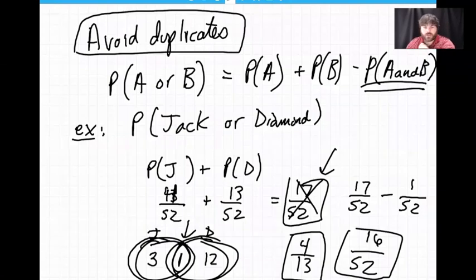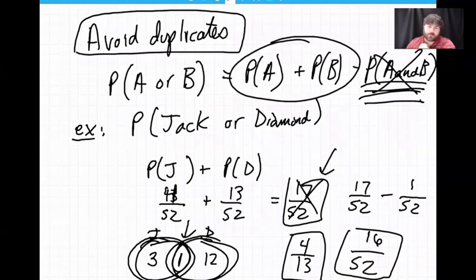Okay, so just remember, if the 2 things could be the same, like you could have a jack and a diamond, then you've got to do the subtraction. If it's not possible, then yeah, you just add the 2 probabilities together. But if there's this duplicate, this overlap, they're the same thing at the same time, you've got to subtract it away.